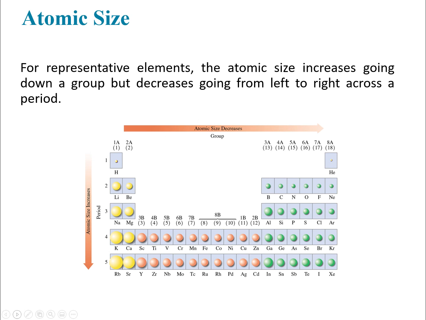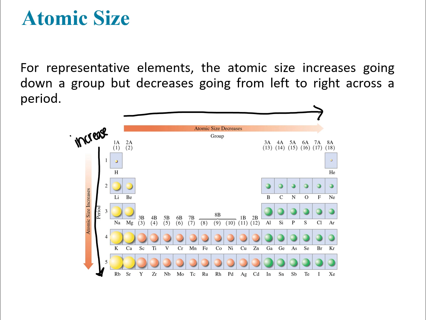The next trend we're going to cover is atomic size. So this is talking about the size of the atom. As you go from the top of a group down to the bottom, the atomic size increases. You're going to want to draw this, and you may want to use a different color for the different trends. So we have atomic size, and then we're going to have another 2 that you're going to want to draw arrows for. As you go left to right across a period, you're going to decrease.